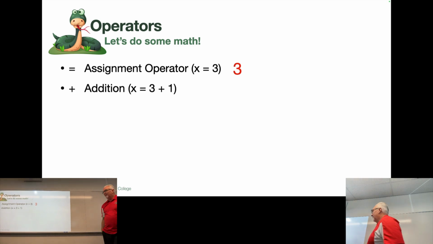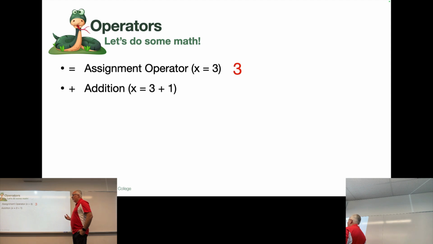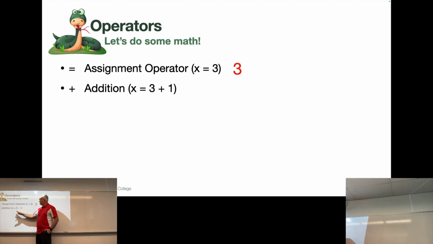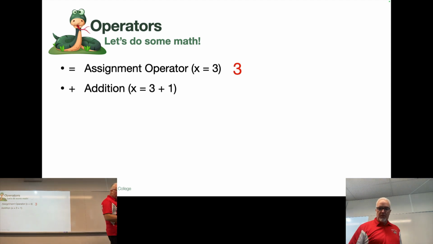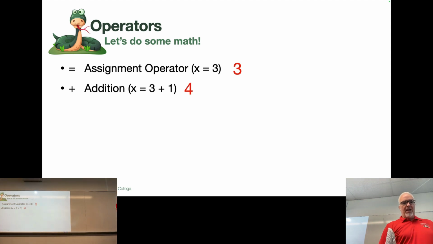We have addition, the addition operator. Now this is an expression that contains two operators, the assignment operator and the addition operator. So x is equal to the value that you get when you add 3 plus 1. What is x equal to? 4. Okay, so you're getting the hang of this already. In this case, what is x equal to? 2? Yeah, there we go.